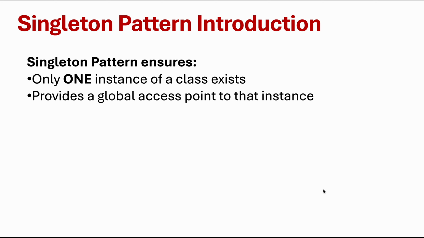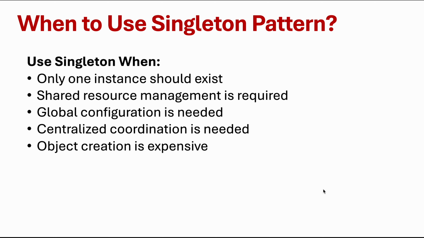A quick introduction. As the name suggests, singleton: single, one. This pattern ensures that only one instance of a class exists, and it provides a global access point to that instance. So there is only one instance of a particular class, and every other member who wants to access this instance uses that one global access point.